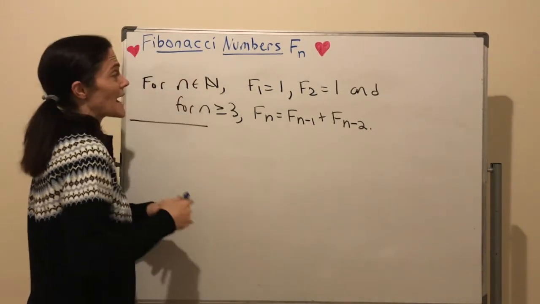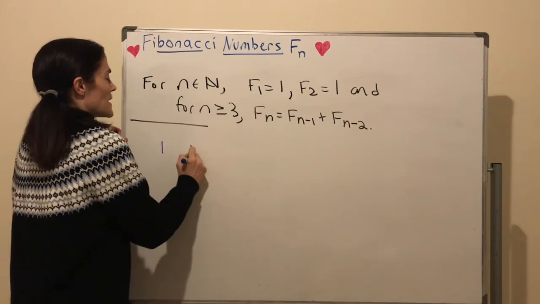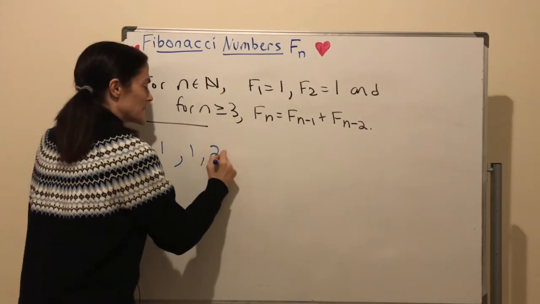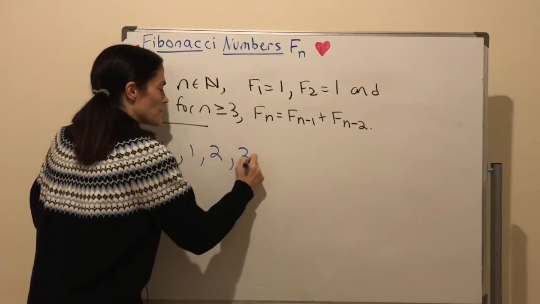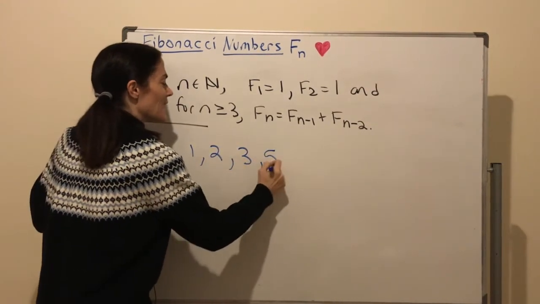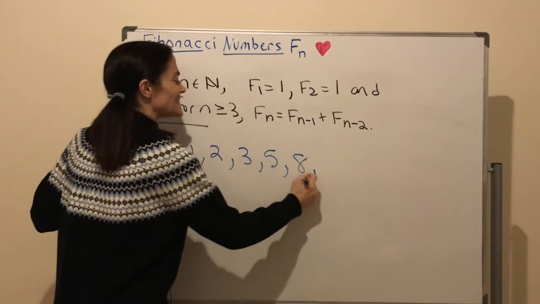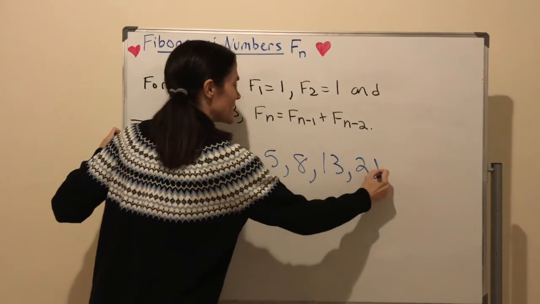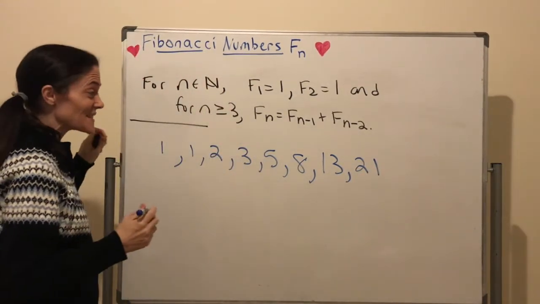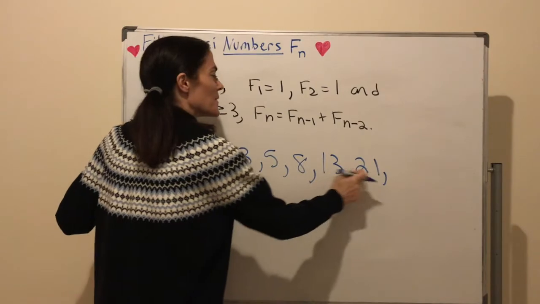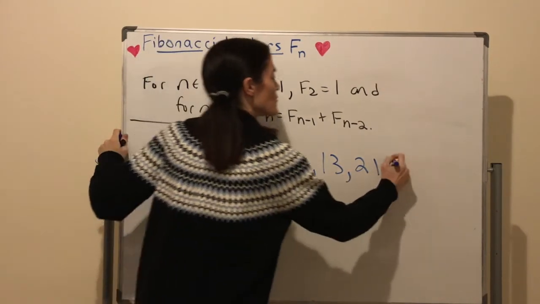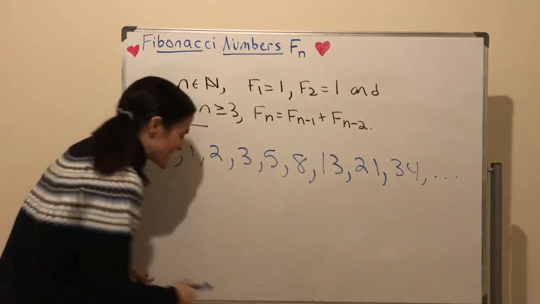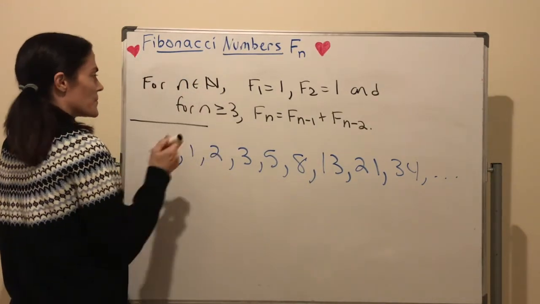Let's just write out a few. 1 and 1. This is F1, F2, and then we add, we get 2. Then we add 3, we add 5, we add 8, we add 13, we add 21. I can do one more, we add, this is 34, and this continues. These are Fibonacci numbers here. In fact, we can label them.